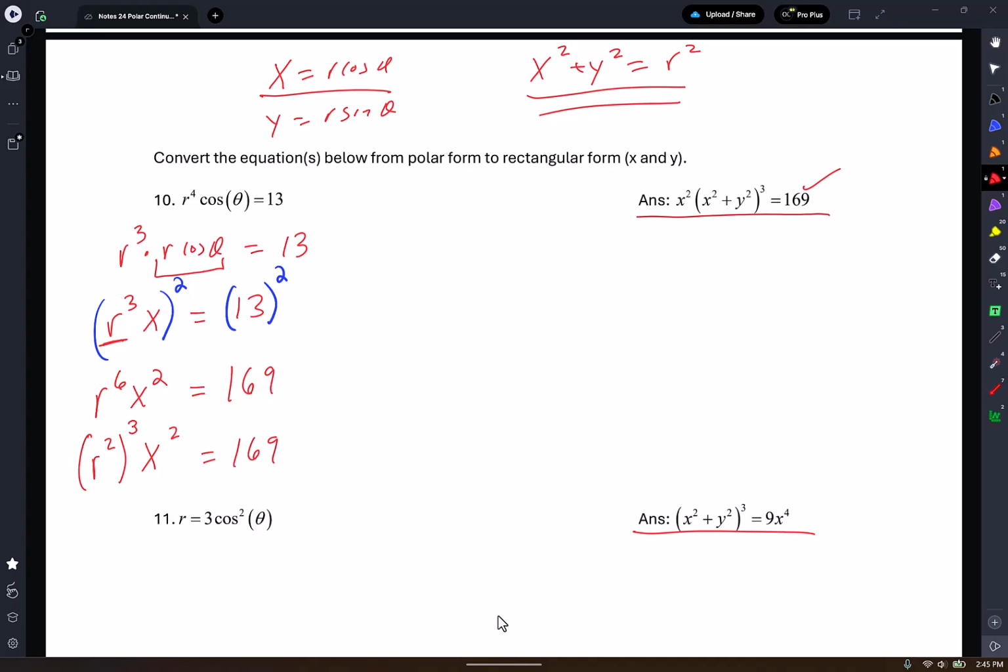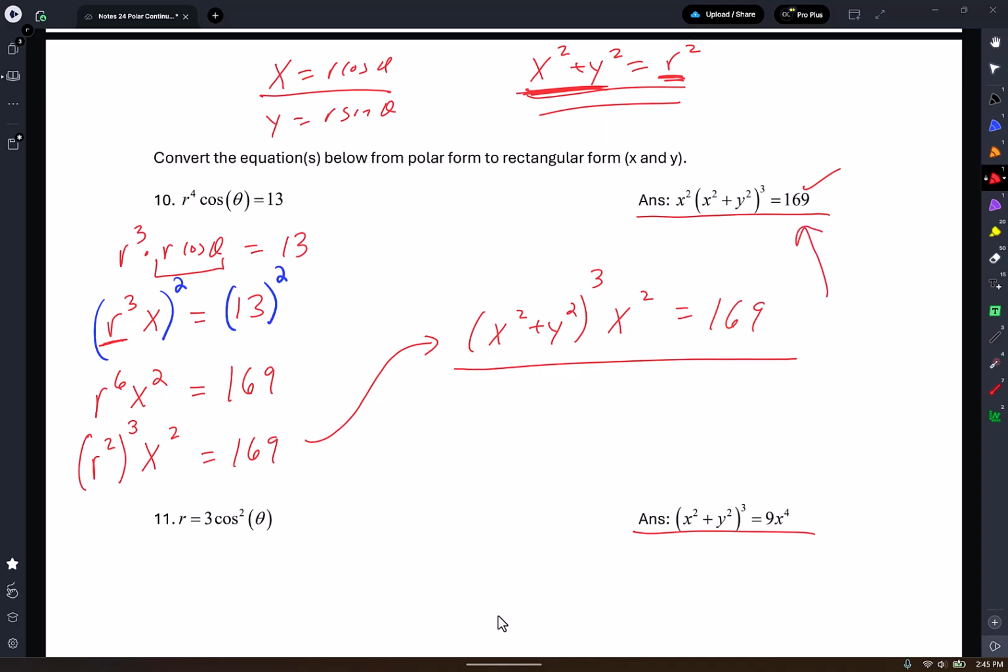Perfect. And now from here, I'm going to say, well, what is r squared? X squared plus y squared, and then put it to what power? 3. And then I still have that x squared equals 169. OMG, is that the same thing as what we have up there? Okay. Don't worry, I'm going to give you the 3 bullets of what we did.